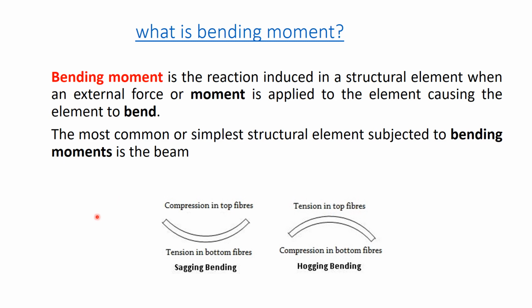There are two cases. If there is compression in the top fibers and tension in the bottom fibers, because of the way forces are applied, then there is sagging bending. In sagging bending, we normally use a positive sign convention. In the other case, when there is tension in the top fibers and compression in the bottom fibers, the beam bends in this condition, which is called hogging, and we take it as negative.